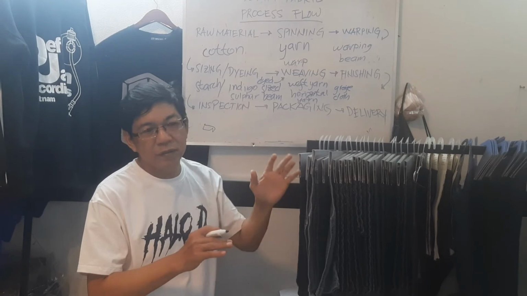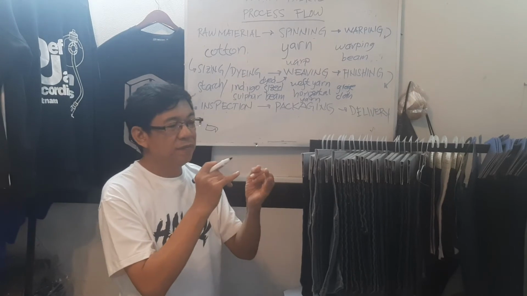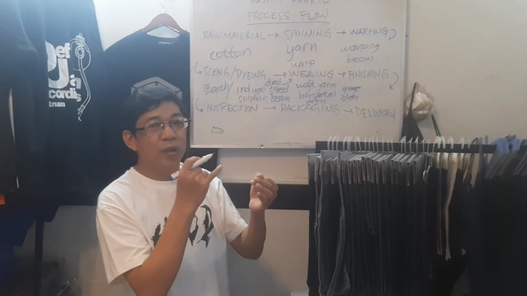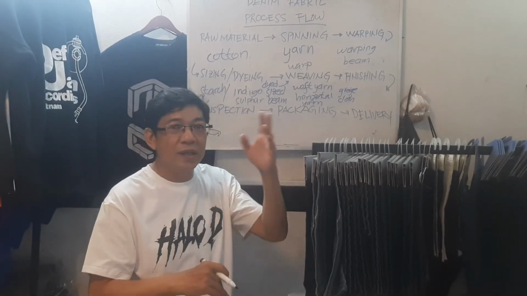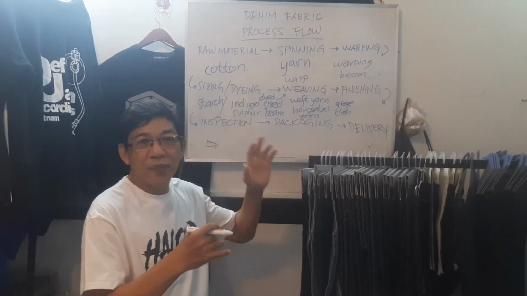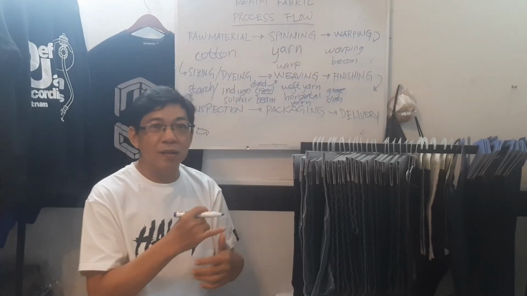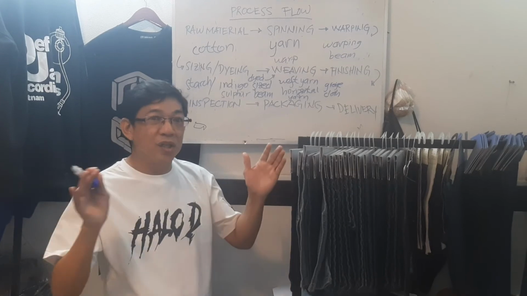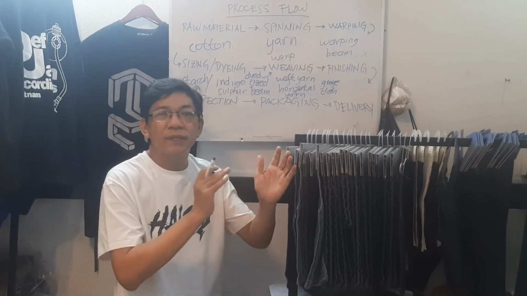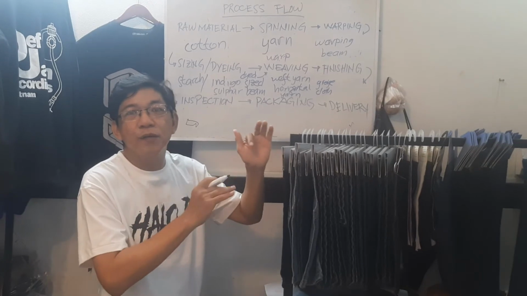So in finishing, first is singeing, then washing, then after washing you can do desizing or you can do mercerizing. But after the mercerizing or desizing, the final process is sanforizing. So sanforizing is the pre-shrinking. We call it the pre-shrunk machine. They will adjust the shrinking, adjust the skewness, adjust the bowing, everything. So this will make the fabric quality better.